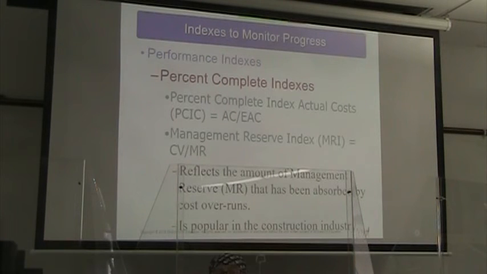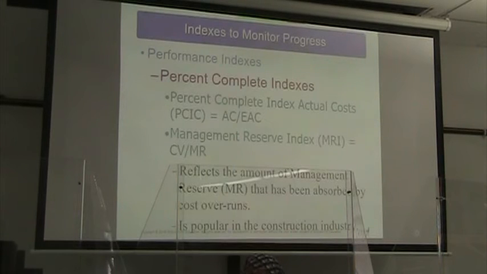We also can use percent complete indexes where we have the percent complete index of actual costs, or the PCIC, which is the actual cost divided by the EAC, which is earned value to complete, I want to say. I've already forgotten, as you can see.